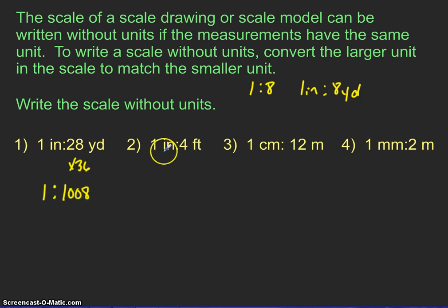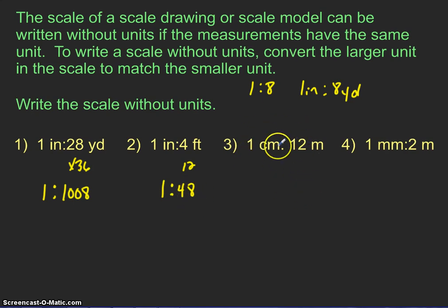Look here. Okay, I've got 1 inch to 4 feet. I want to change this to inches. Well, I'll multiply by 12. That gives me 1 to 48. And this is the scale without units. The good thing about the scale without units is if I measure in meters, my answer's in meters. If I measure in inches, my answer's in inches. If I measure in feet, my answer's in feet. So it really works well without units.